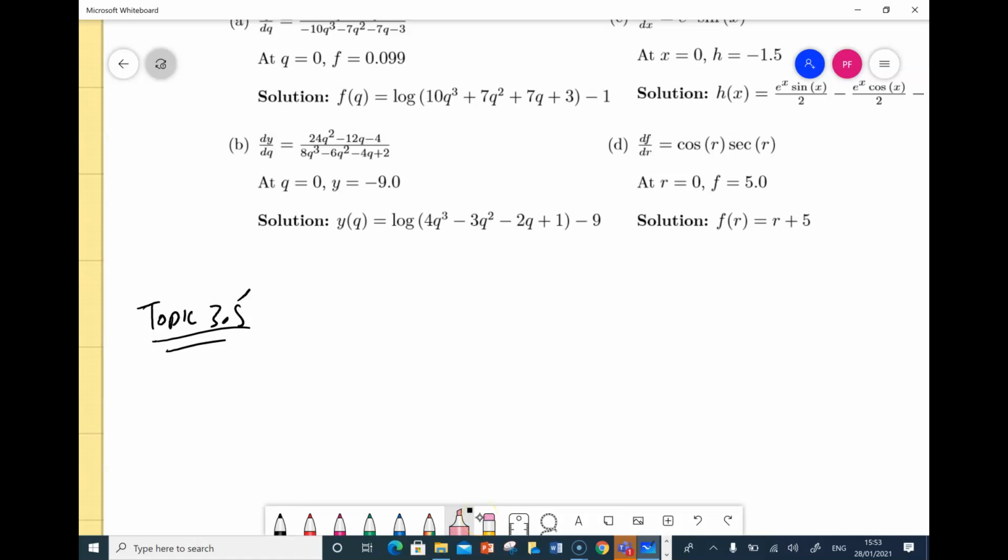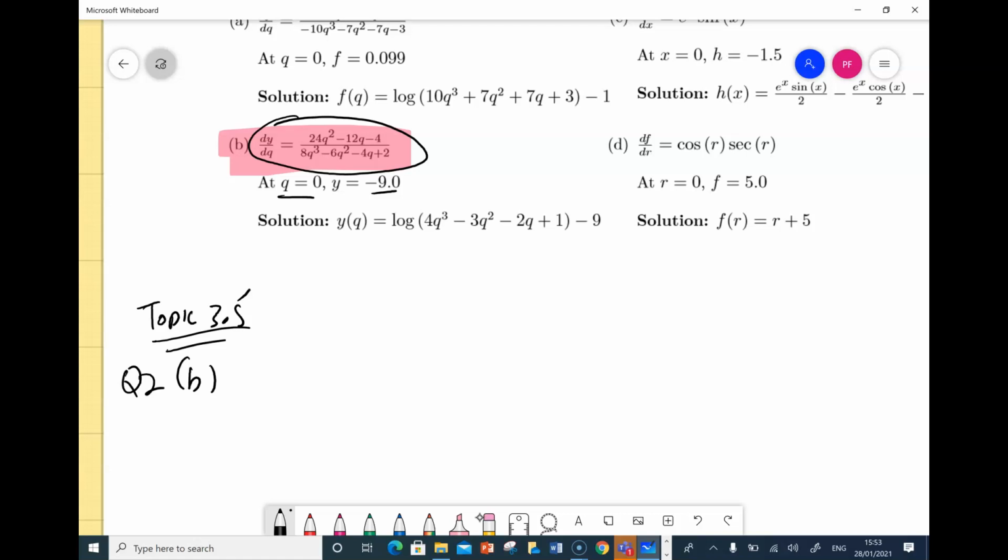Okay, so here I've got topic 3.5. I'm doing question 2b. So that's my derivative up here, and they want me to do an initial value problem on it. They tell me that q is 0, y is equal to minus 9. But to be able to put in q and y, I need an equation that's y in terms of q or q in terms of y.